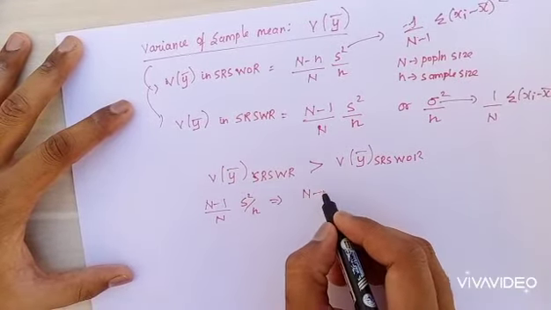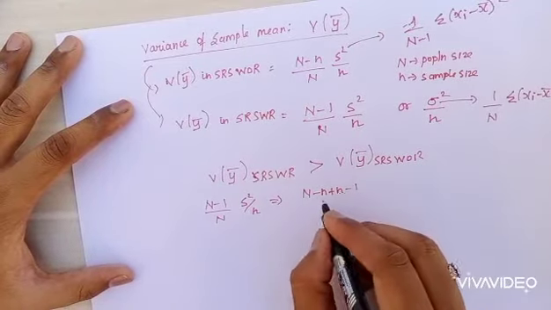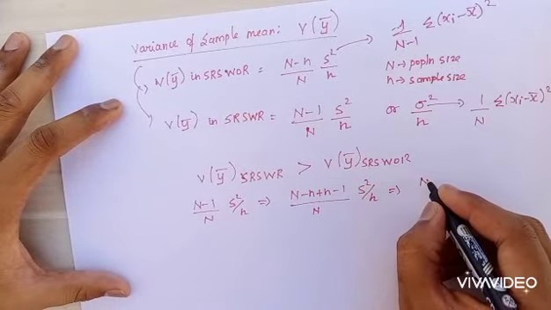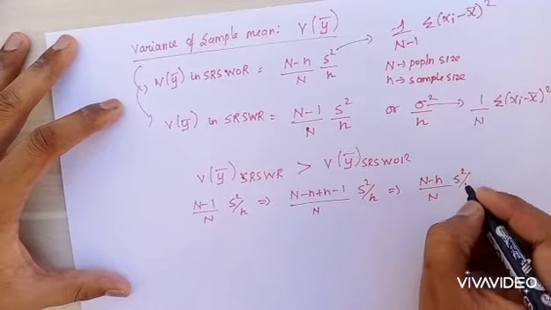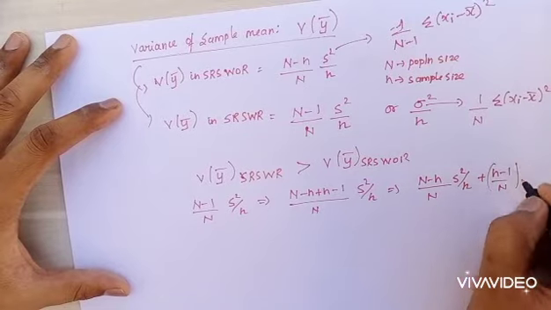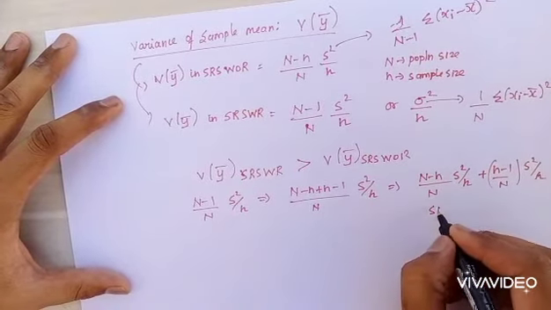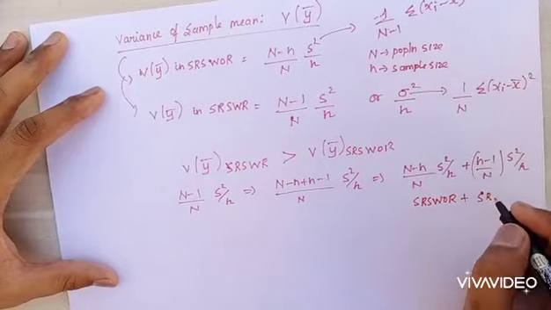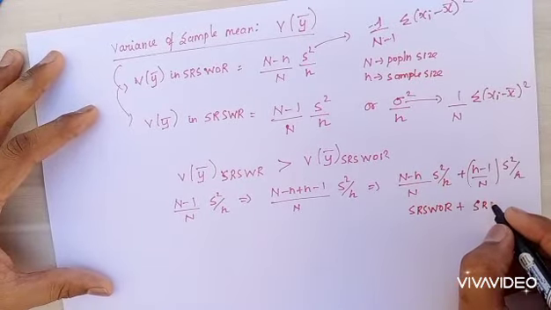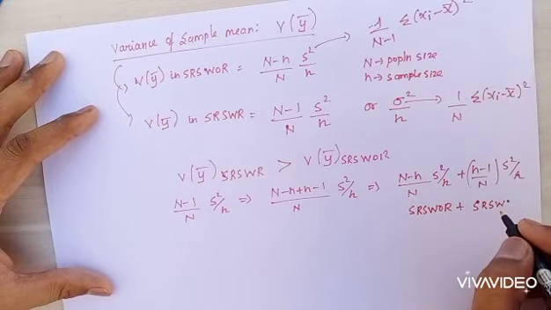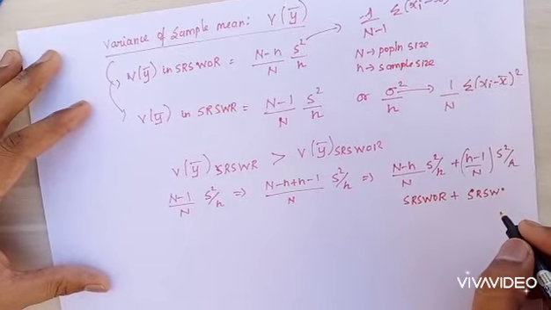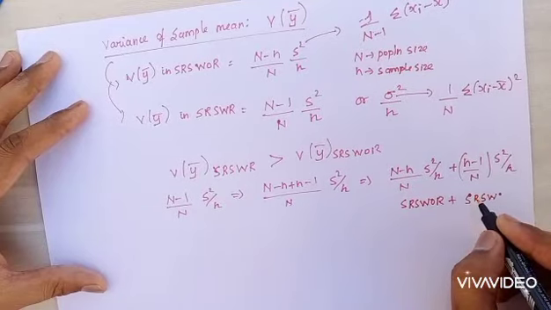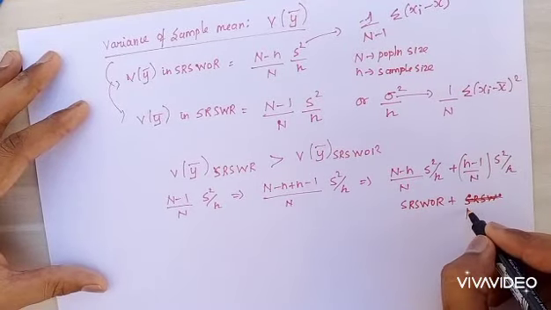Variance in SRSWR is equal to variance in SRSWOR plus some positive quantity.